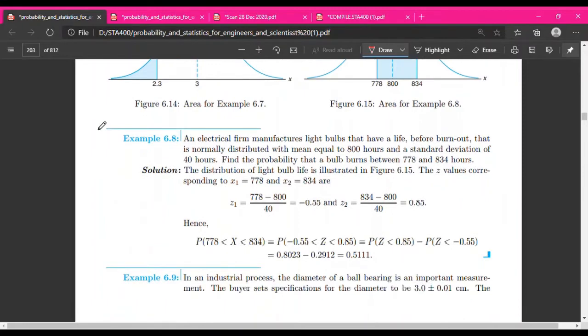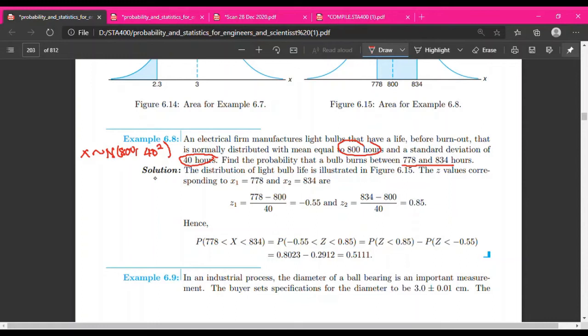Okay. Let's look at the second example. An electrical firm manufactures light bulbs that have life before burnout that is normally distributed with mean 800 and standard deviation of 40 hours. Find the probability that a bulb burns between 778 and 834 hours. So X here is the light bulb life, which is normally distributed with mean 800 hours and standard deviation 40 hours. I put 40 squared because the parameter for normal is actually the variance. So 40 is the standard deviation and 40 squared is the variance. But we will use 40, which is the standard deviation.